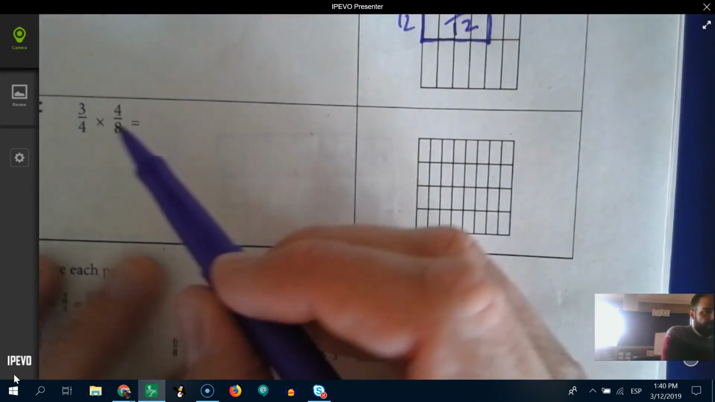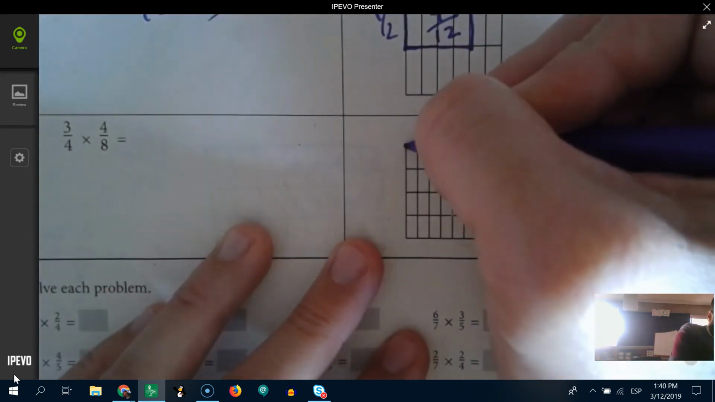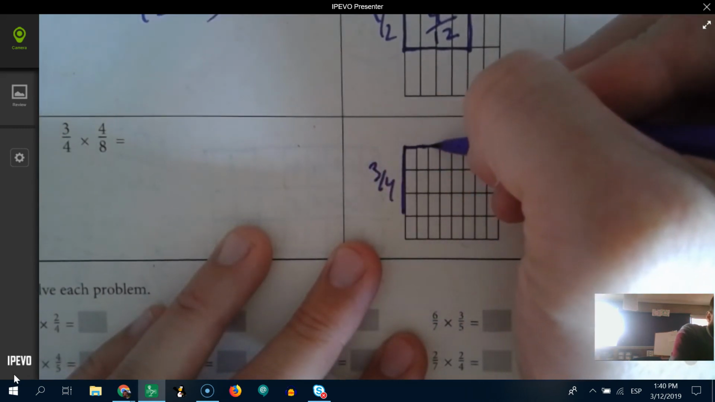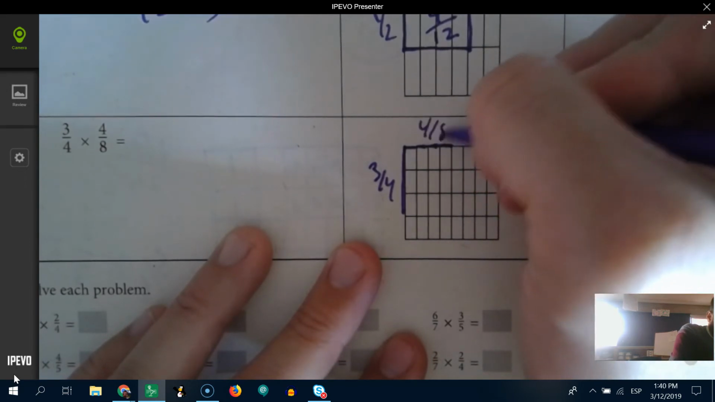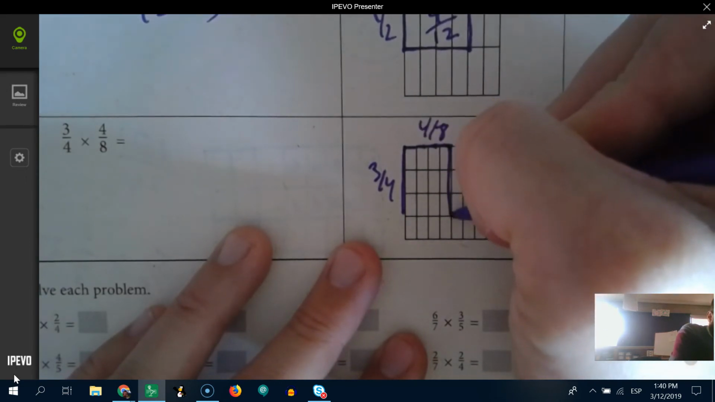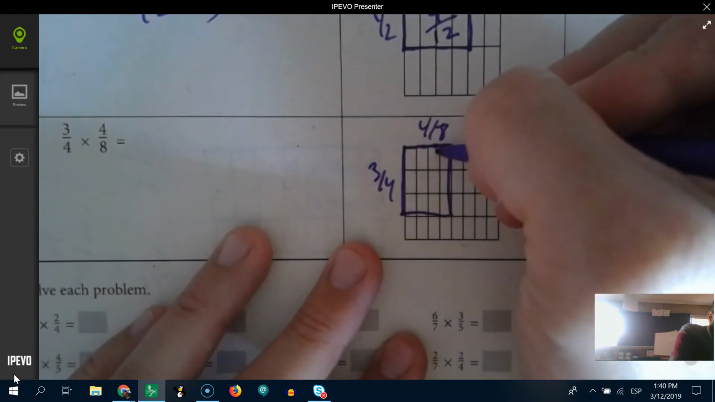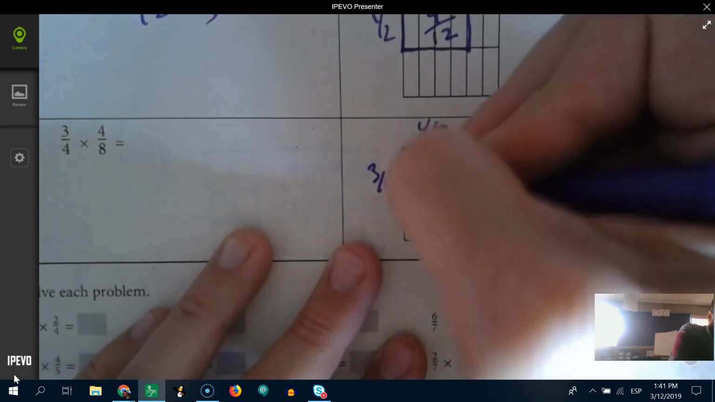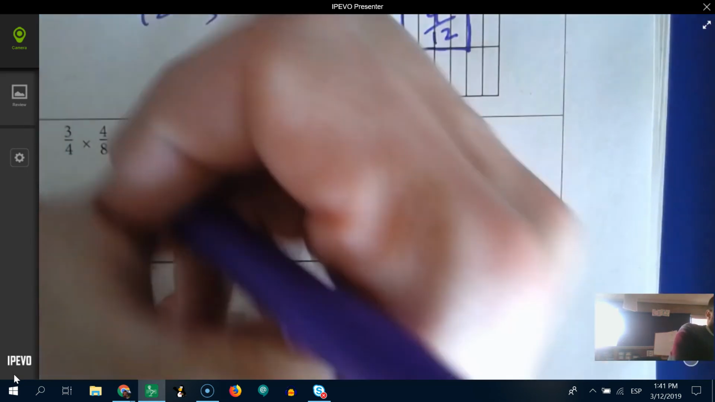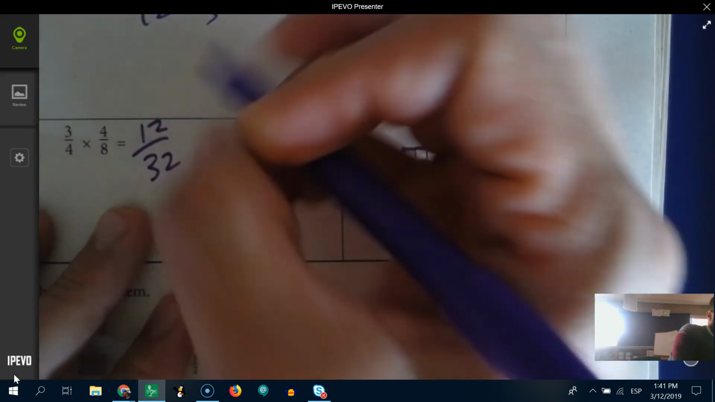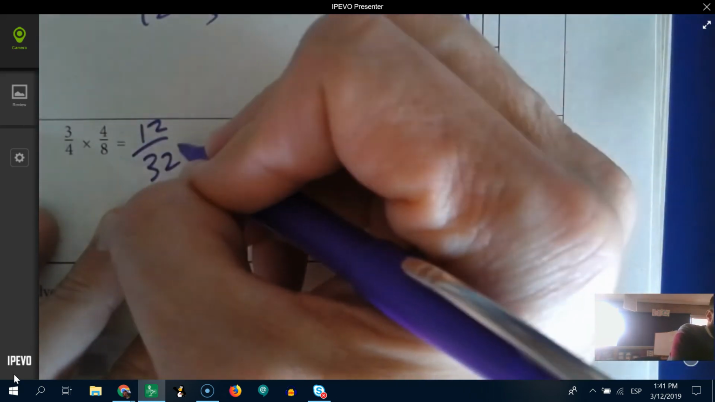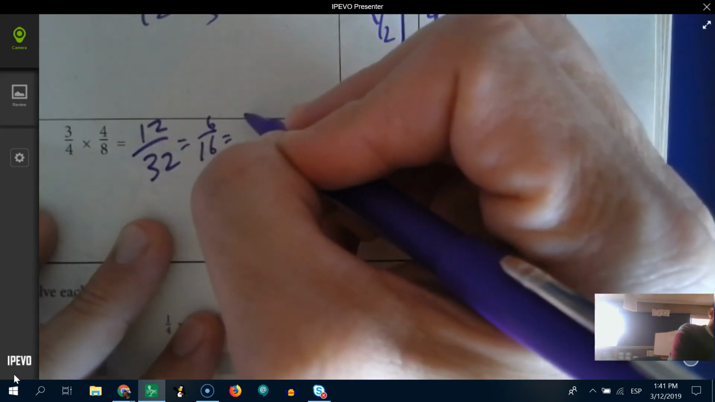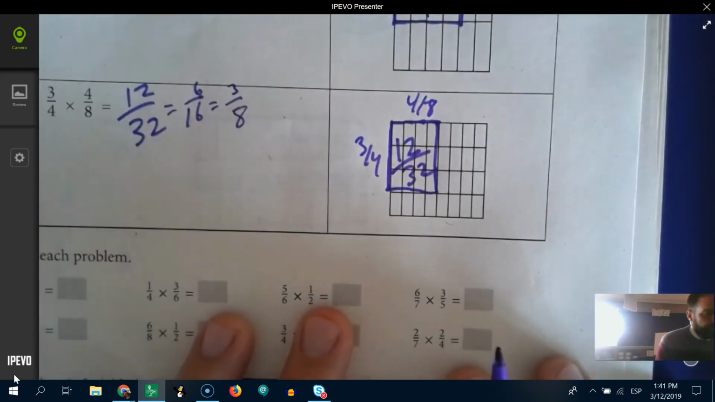Then we have 3/4 times 4/8. Here's my 3/4 linear units, and 4/8 linear units. I'm looking right here, which is 4 by 3, so 12, and 8 by 4, 32. Those are both even, so I can divide by 2. I can have 6/16, and those are both even, so I could have 3/8.